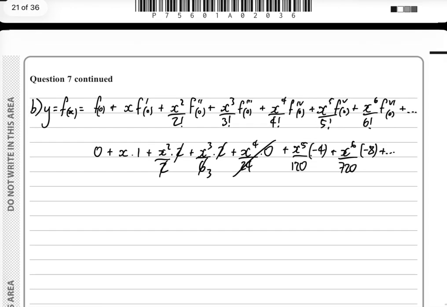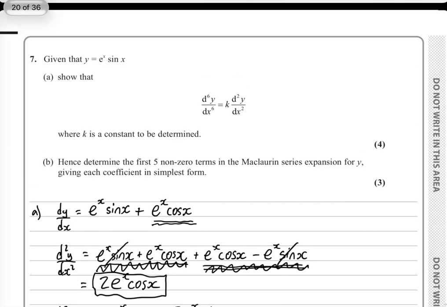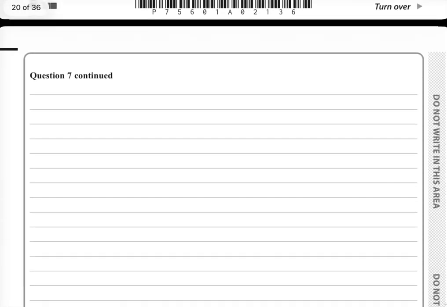Which gives us x plus x squared plus 1/3 x cubed, no power 4s, 1/30th x power 5, and 1/90th x power 6. 5 non-zero terms. I think that was the question finished. Yep. Okay, on to question number 8.